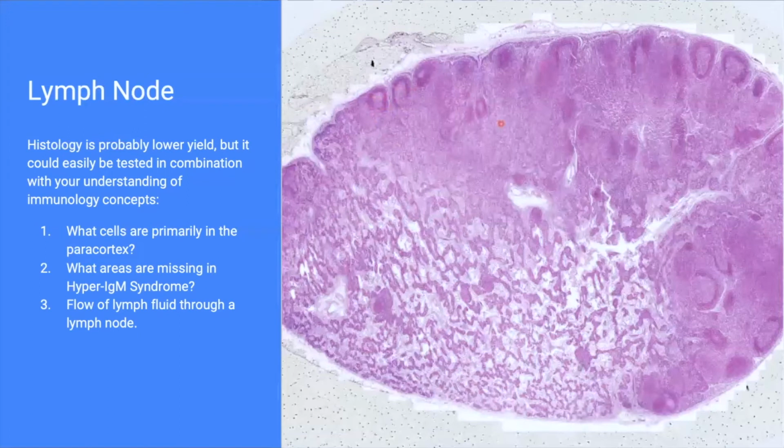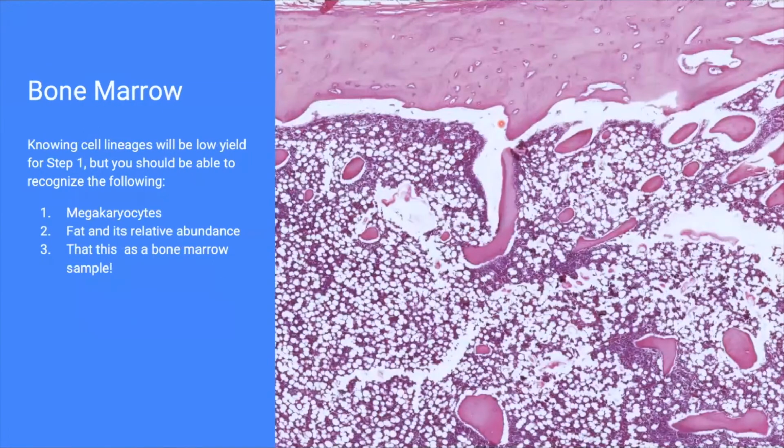Alrighty, let's move along to our bone marrow. You don't really need to know too much about bone marrow for Step 1 as far as the histology or pathology is concerned. But there are a few things that I think you should be able to do. And that is, first of all, recognize that this is a bone marrow sample.